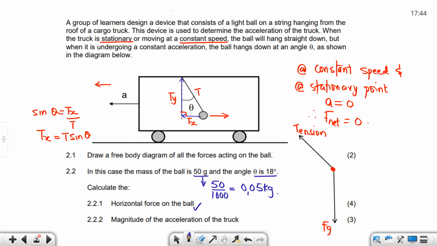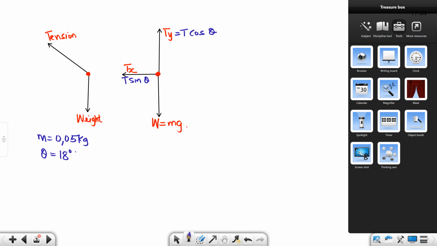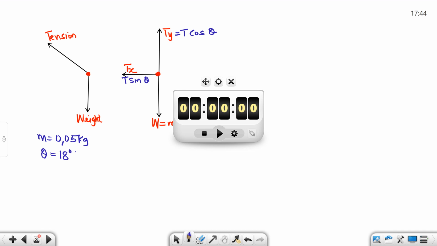Calculate the horizontal. Okay, our theta is 18, right? Let me write that. Mass is 0.05 kg, and our angle is 18 degrees. Can I ask you to calculate? I'll give you 4 minutes. There's no need to go back to the question. We are looking for the horizontal component. And I want you to try, using your knowledge of physics, your trig, your maths.